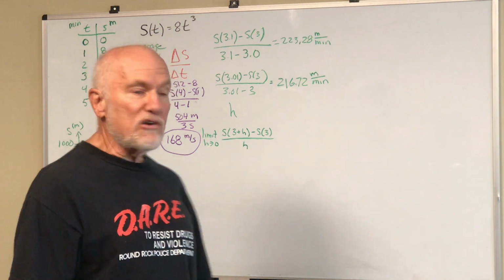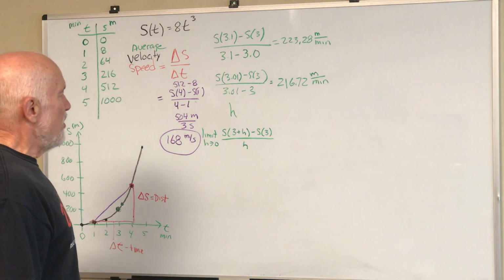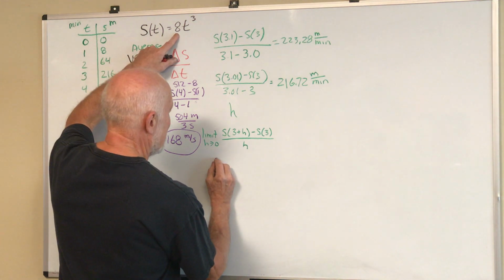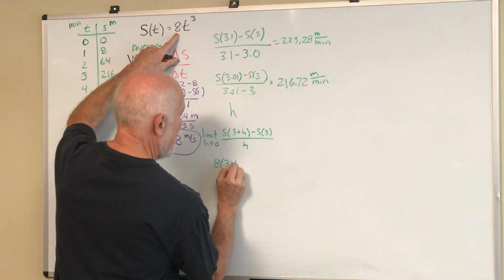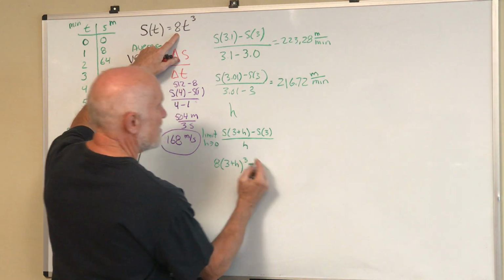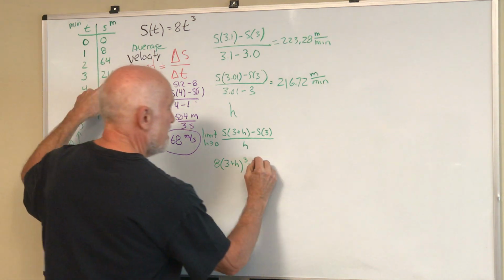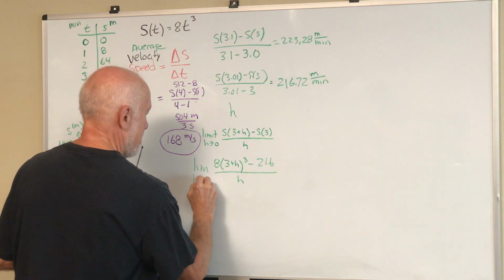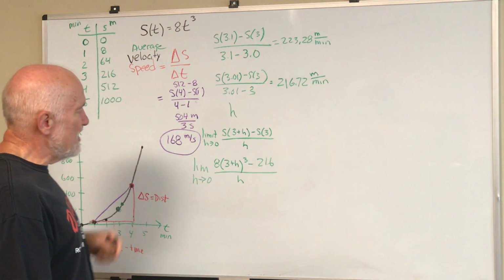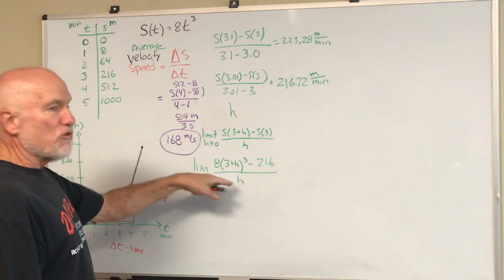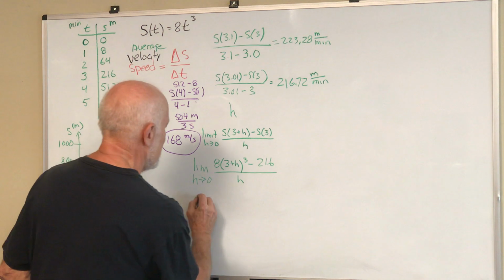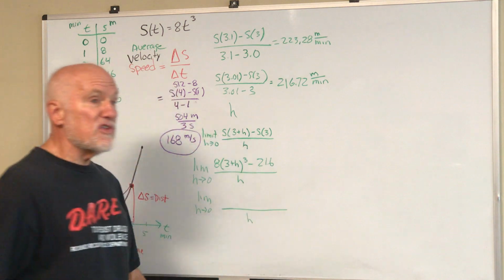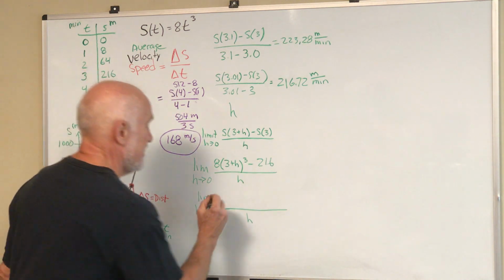I had to agree with her that that made a lot of sense. I'm glad that I had talked to her a little bit about limits. So, what is s of 3 plus h? Well, we go back to our function, and that's 8 times 3 plus h cubed minus s of 3, which we already knew was 216. And I said, well, I can do the math. I can multiply 3 plus h times 3 plus h times 3 plus h. And I started to do that, and she said, well, I remember when I was in school, you could use the Binomial Theorem on that.